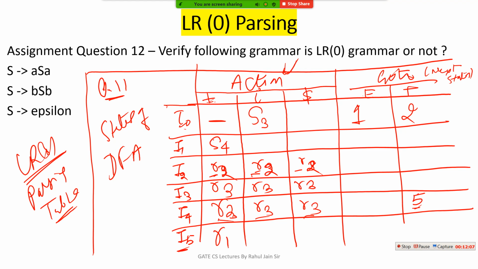So I need to put R1, R1 and R1 here. So guys, in this parsing table, in I2 I have reduced R2, R2, R2. In I3 I have reduced R3, R3, R3. In I4 also I have reduced R4, R3, R3, R3. And in I5 I have reduced R1, R1, R1. Okay.